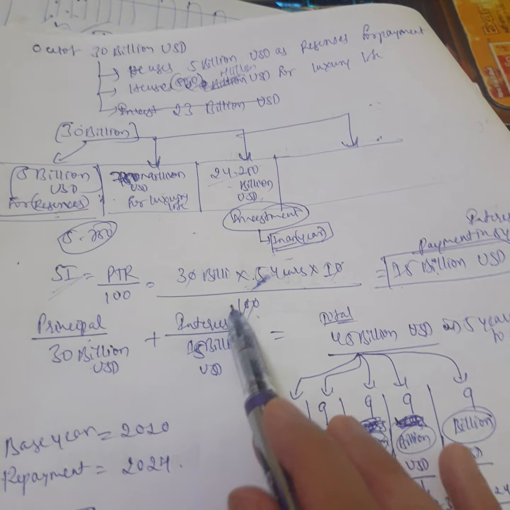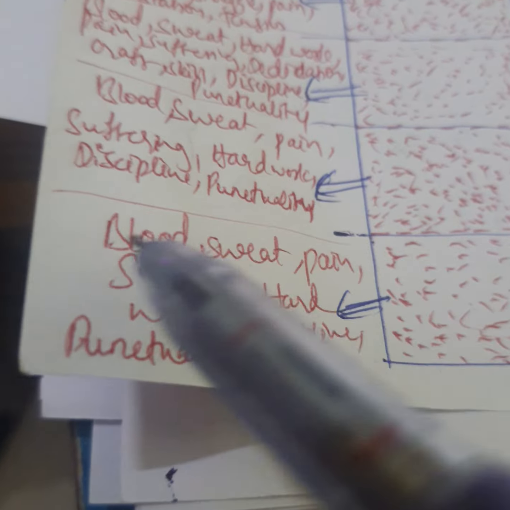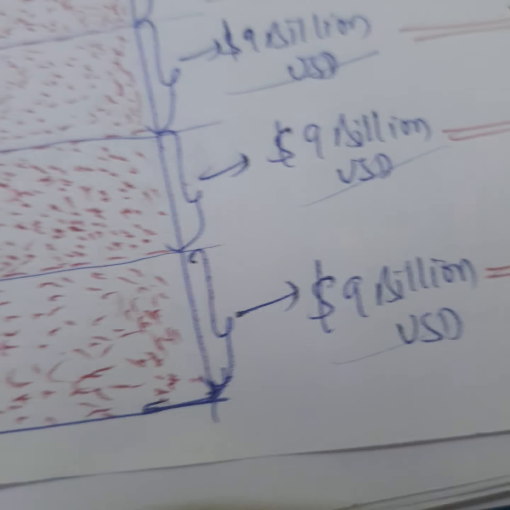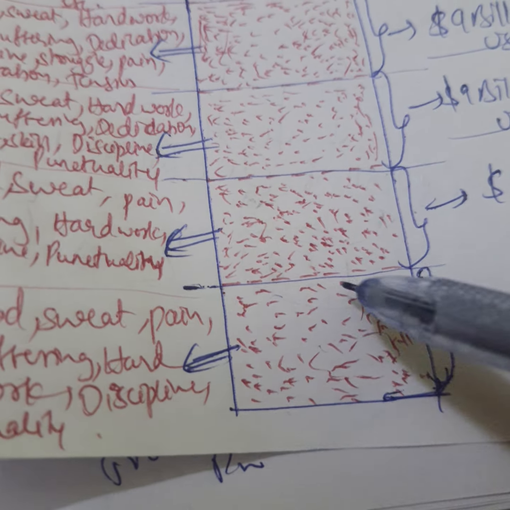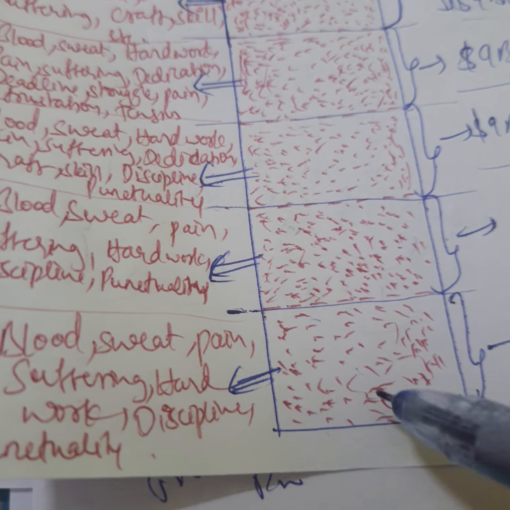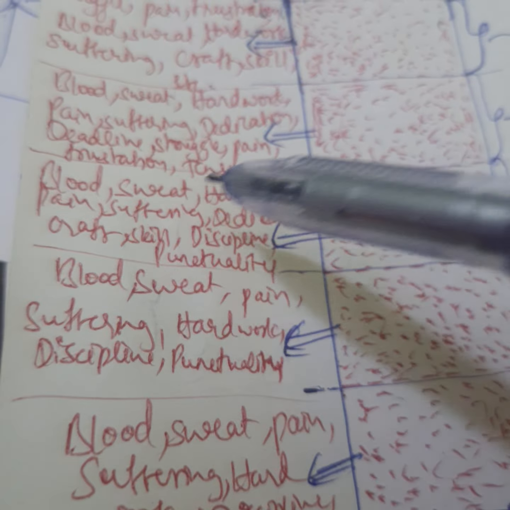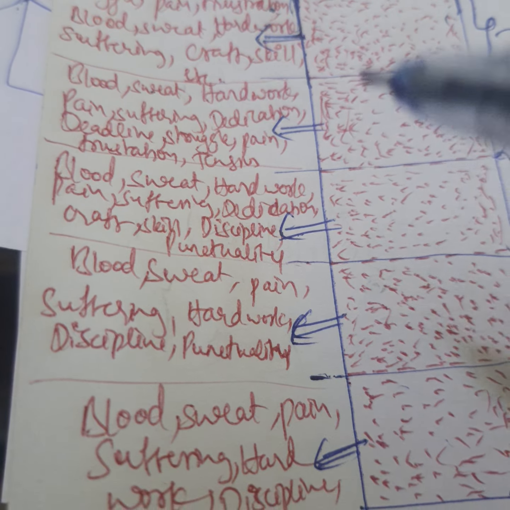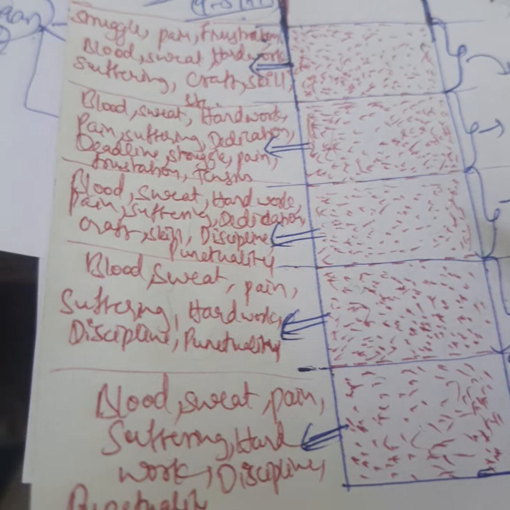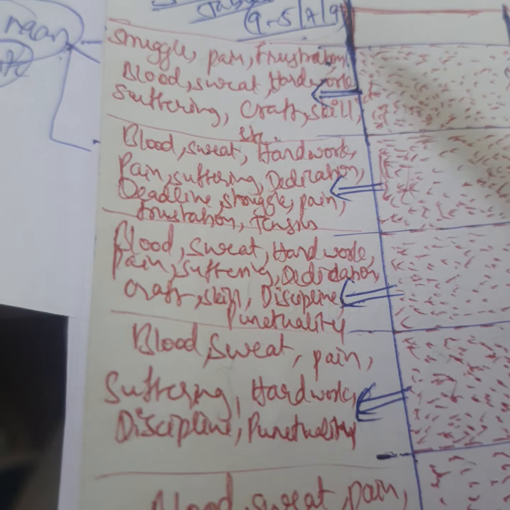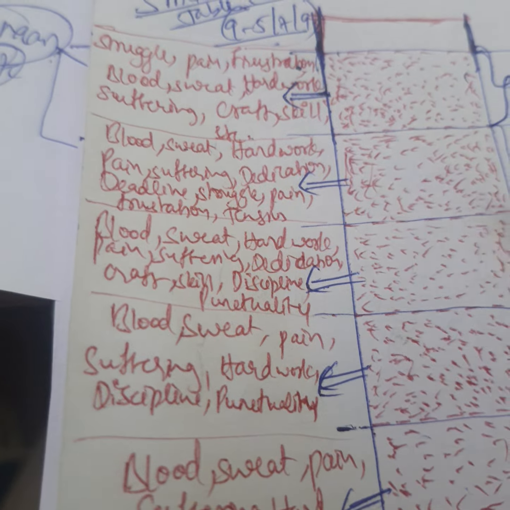But this is actually blood. He is filling the juice. What is that? Blood juice. What is he filling? Blood, sweat, pain, suffering, hard work, discipline, punctuality. People are working here. Who is working here? The B2K employees. Blood, sweat, pain, suffering, hard work, dedication, craft, skill, deadlines, struggle, frustration, tension.